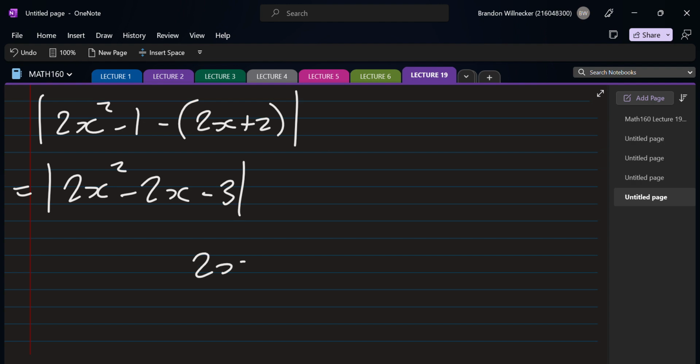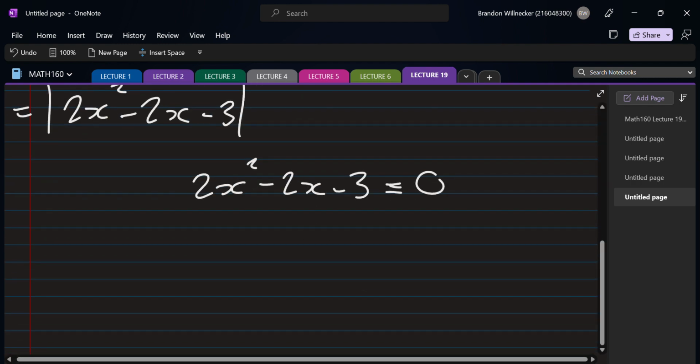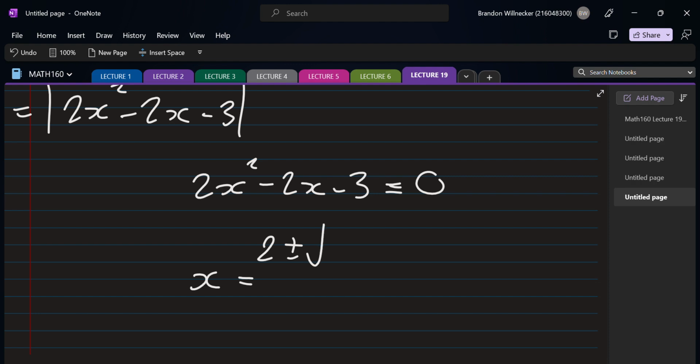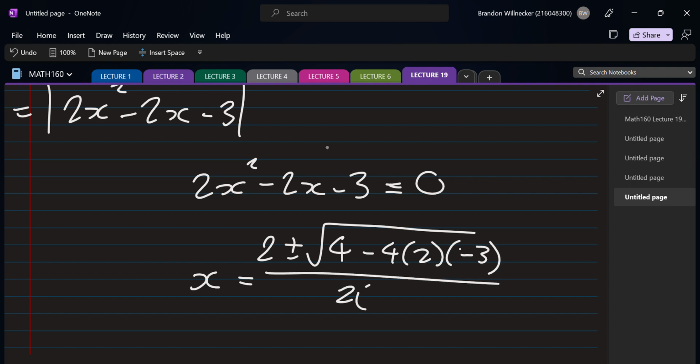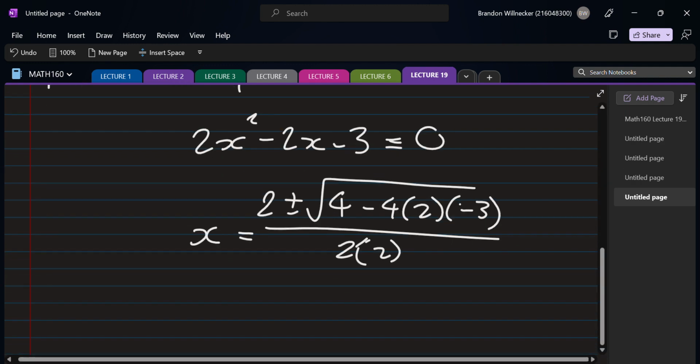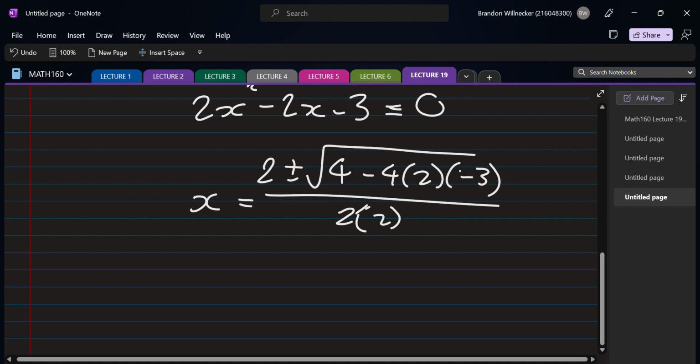So let's see where the roots are. 2x squared minus 2x minus 3 is equal to 0. Again, you can factor it, use your calculators, whatever you're comfortable with. So let's use the quadratic formula. We're going to have minus b, so that's 2, plus or minus the square root of b squared, that will be 4, minus 4ac, all over 2a. Again, if you can factor it and that's quicker for you, that's fine.